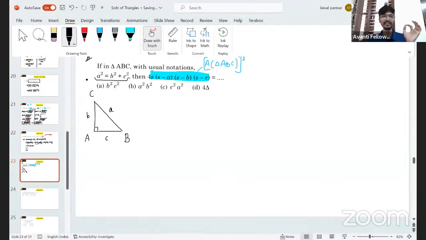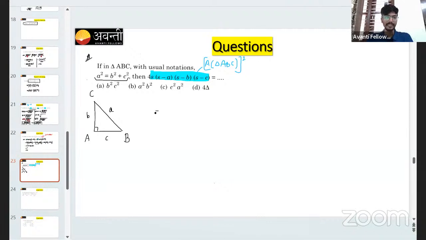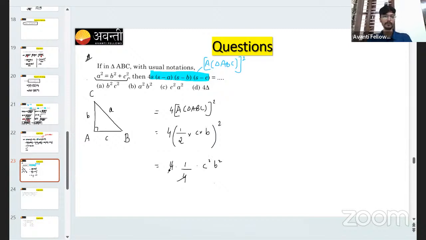I basically need the square of the area of the triangle. So what do I need to find? I need to find 4 into the square of the area of triangle ABC. These small things are very important. Since it is a right angle triangle, what is the square of the area? Half into base, base is c, into height, height is b, squared. So that means 4 into 1 by 4 into c square into b square. 4 and 4 cancel. So what did I get? b square into c square. So my option is A.